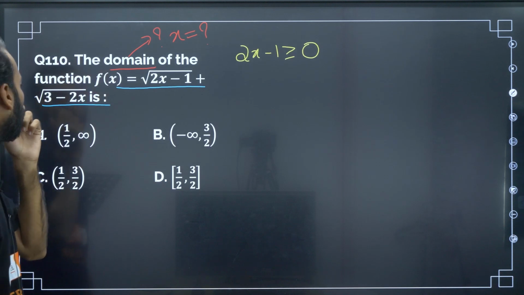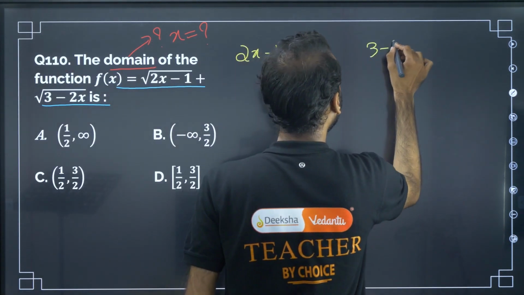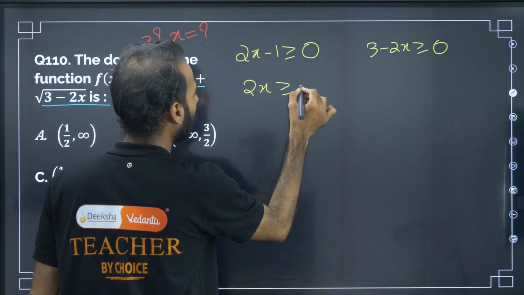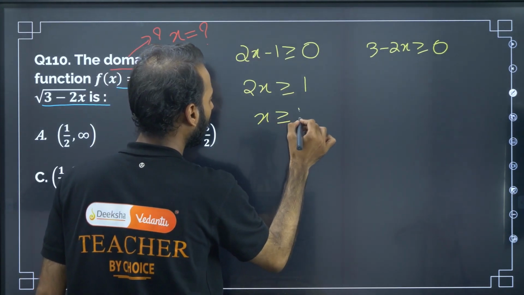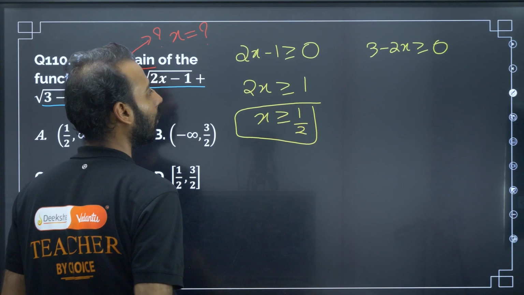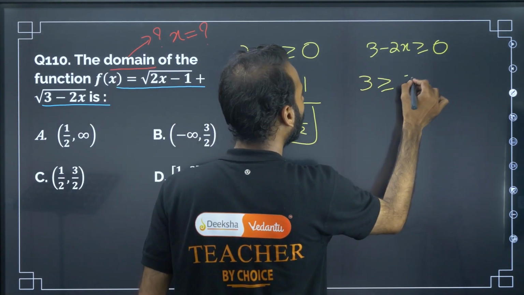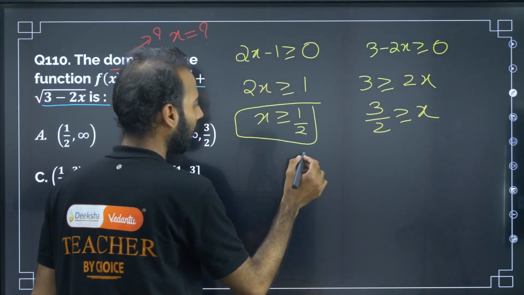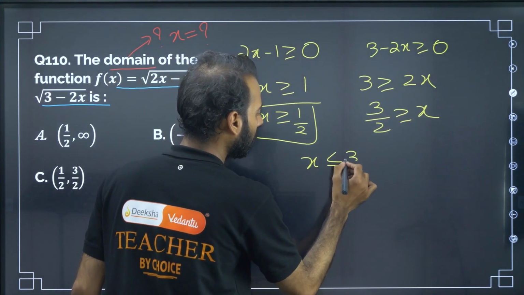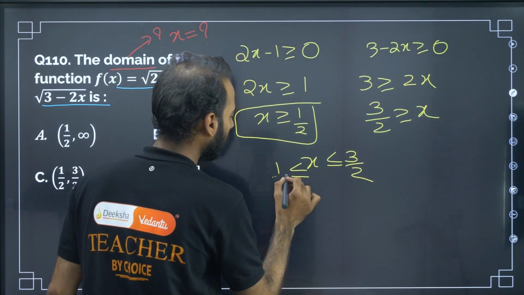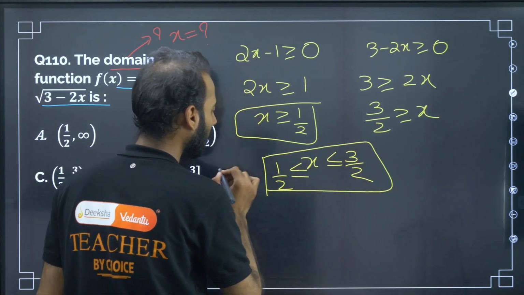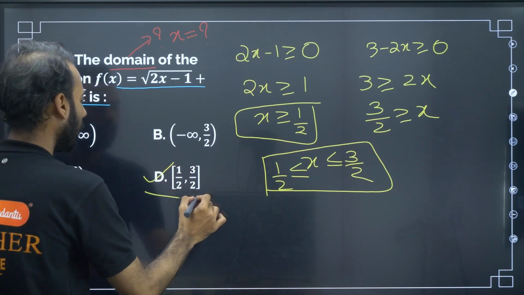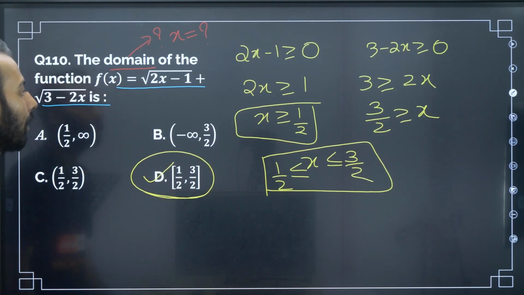Same story for this also. 3 minus 2x greater than or equal to 0. Next, 2x is greater than or equal to 1, so x is greater than or equal to 1 by 2. Next, 3 is greater than or equal to 2x, so 3 by 2 is greater than or equal to x. That means x is less than or equal to 3 by 2 and greater than or equal to 1 by 2. So the answer is x goes from 1 by 2 to 3 by 2. D is the answer. Moving on to next question.